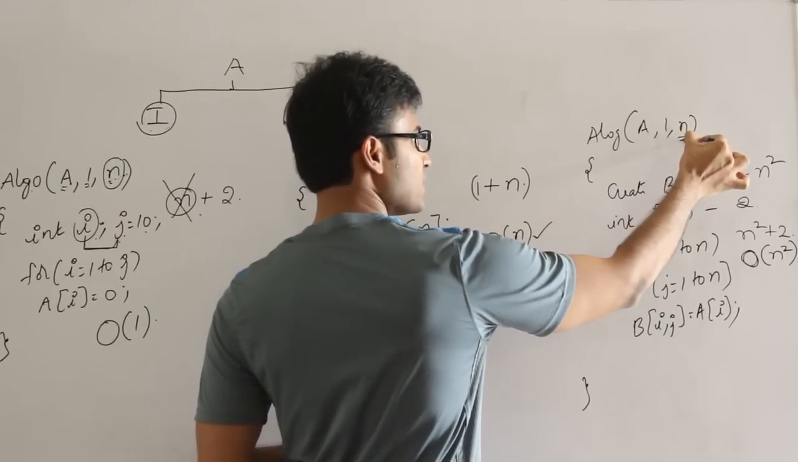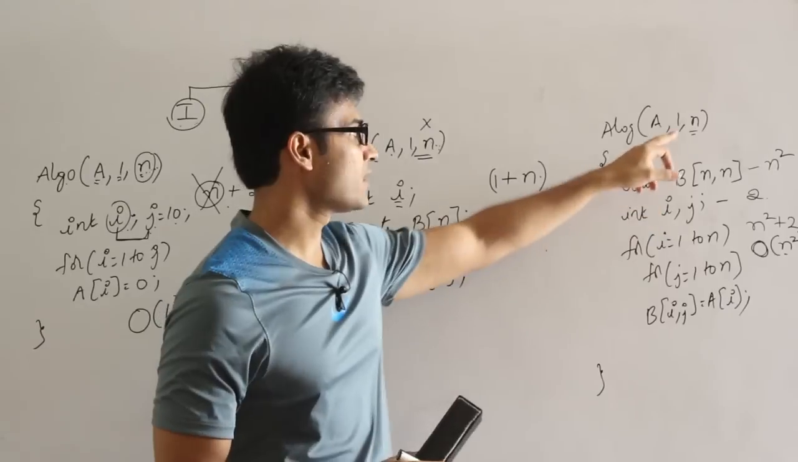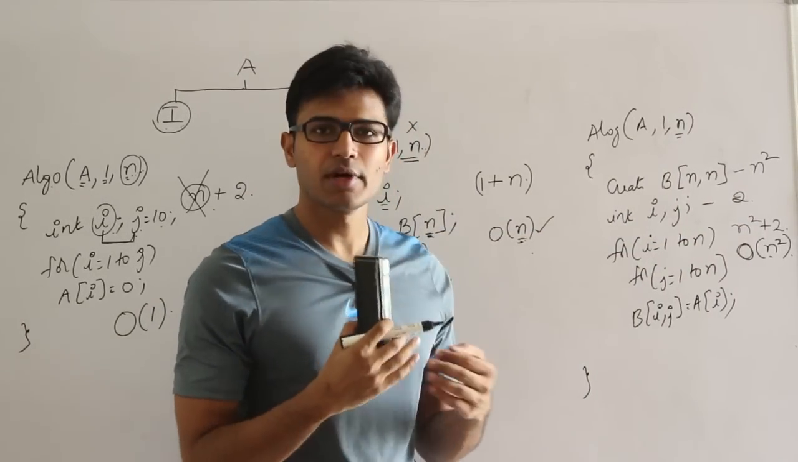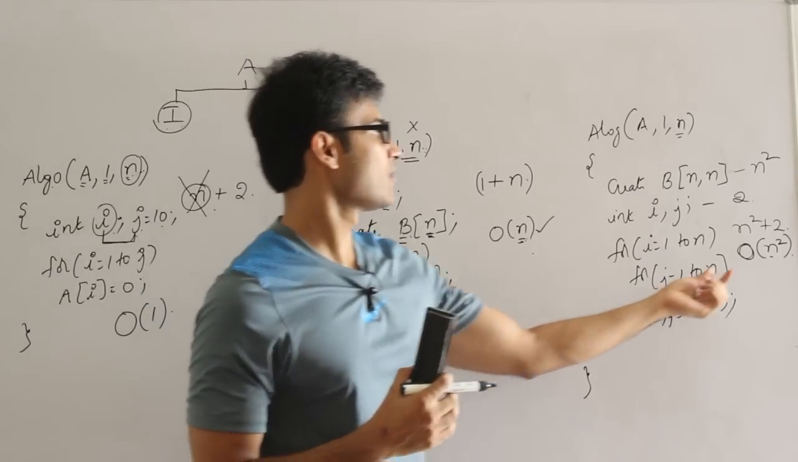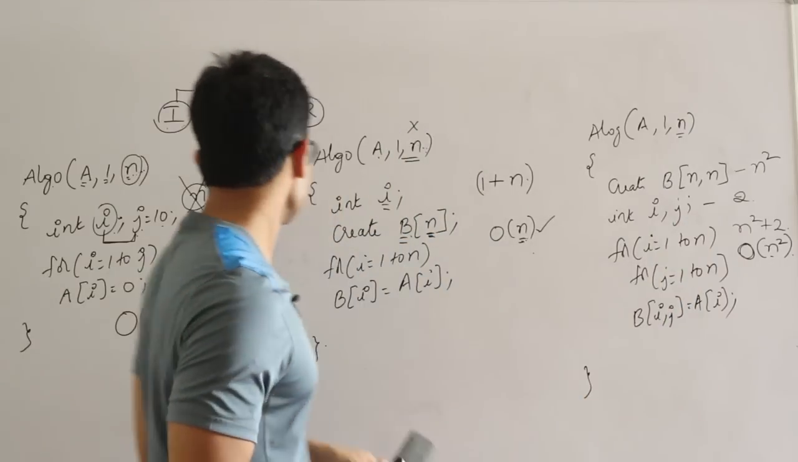Which means if the given input is 100, then I need 100 into 100. If the given input size is 10, I need 10 into 10, whatever it is. According to the input, the space requirement is going to increase in terms of order of n square. So see these three.